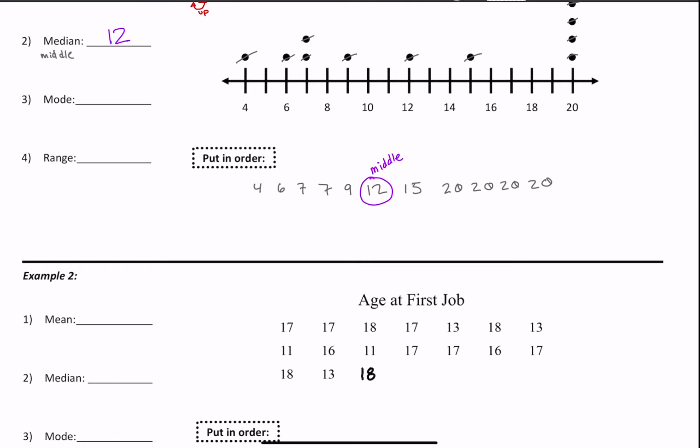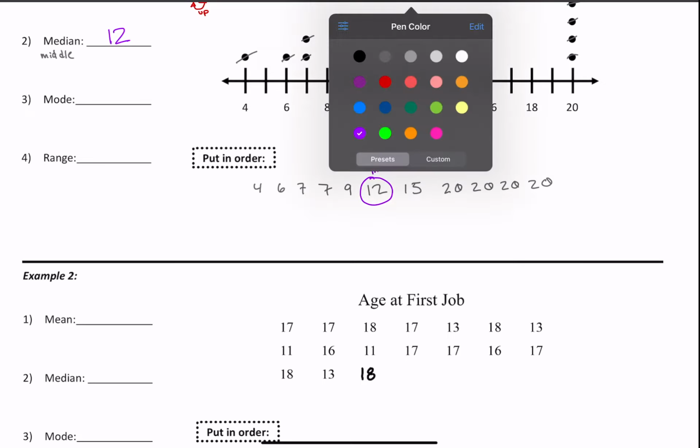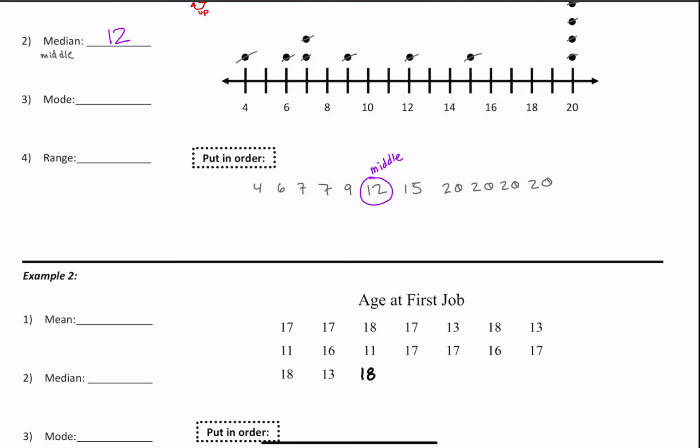Next up, we have the mode. So the mode is the number we see the most. So I'm going to do this one in orange. Well, I see 20 the most. So 20 is my mode, and it's the only one that's got 4. 7 has 2 numbers, but that's not the most. 4 numbers is the most, right? We see 4 20s, that is the most.